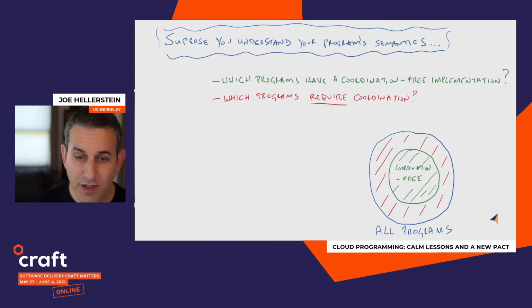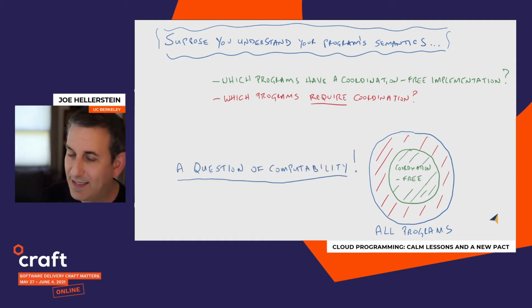And this is very much a question of computability. It's the distributed systems version of P versus NP. I want to know what's coordination free and what's not coordination free. And then for programs that are coordination free, I want to find solutions that are implementations of those programs without coordination. Right? Turns out Lamport and everybody had never asked this question.